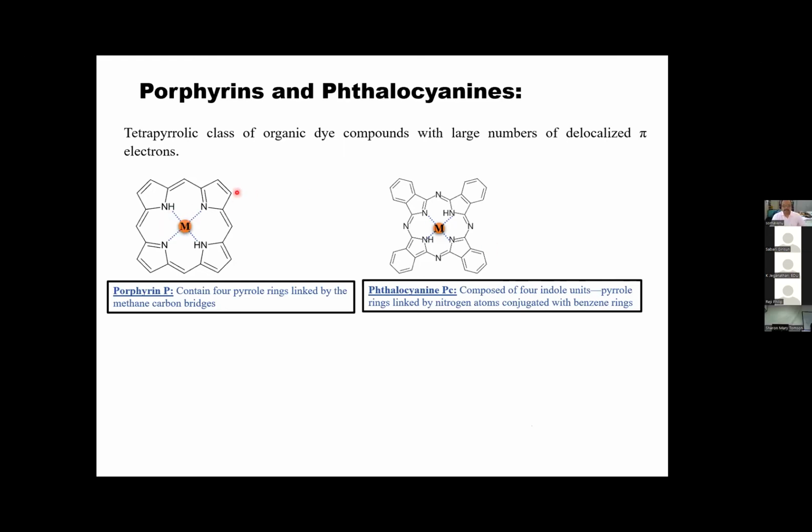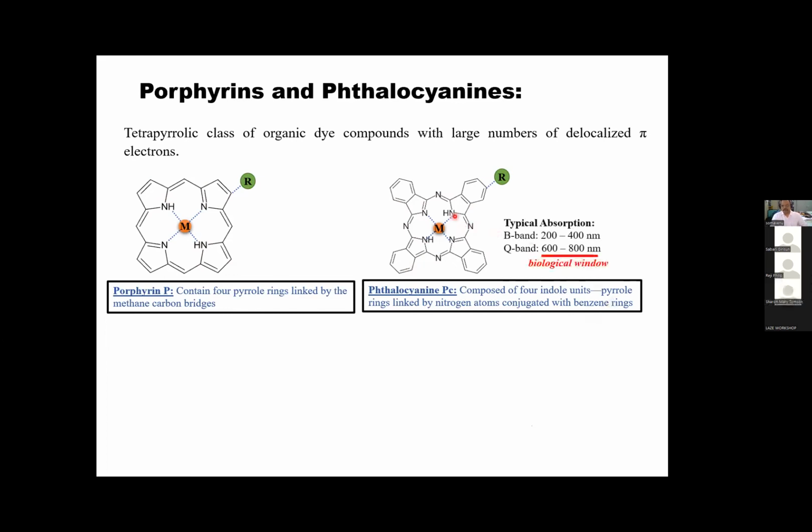M is the central metal ion, and this is the periphery. You can have different attachments at the periphery. So the idea is with these kinds of materials, you can model them, you can design them with different metals, you can design them with different peripheral groups. You can look at various scenarios and how the nonlinearity is varying. This is what we call four pyrrole rings linked by the methane carbon bridges. Four indole units, pyrrole rings linked by the nitrogen atoms conjugated with benzene rings.